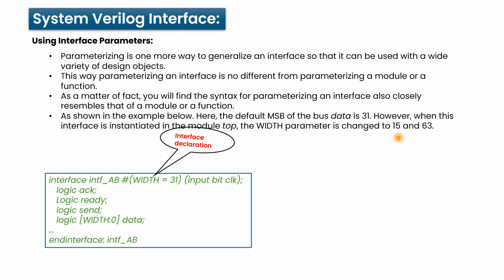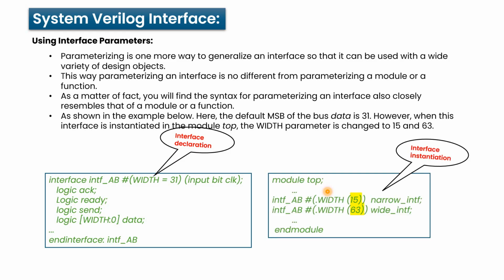Now an interface we can declare not only with just the signal names, but we can also have parameters declared with our interface name. So here if you see our interface underscore AB, we have a parameter passed to this interface which is width, and then we have our input bit clock and the signals declared here. So this is a parameterized interface declaration. How can we use this? Now to use this interface in the top module with different parameter widths, we have to declare two instances of it.